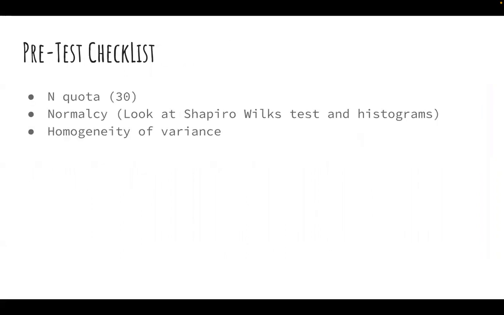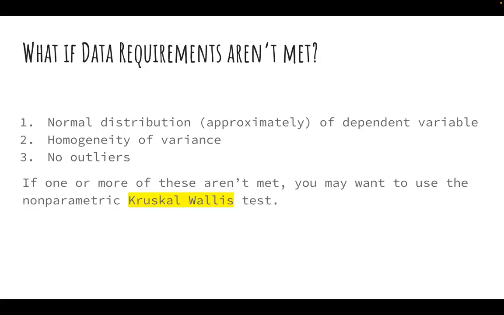There is a pre-test checklist with the ANOVA, just like there is with the t-test. Your N quota must be at least 30. There is a normality test to look at, so we'll be looking at the Shapiro-Wilks test, and also at histograms to determine if there's normality of the data, and there is homogeneity of variance. If your data requirements aren't met with the one-way ANOVA, you can run a non-parametric Kruskal-Wallis test. However, we won't be doing that tonight. We're going to make the assumption that our pre-test checklists are met with the data that we're looking at.